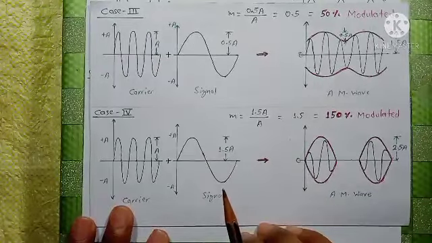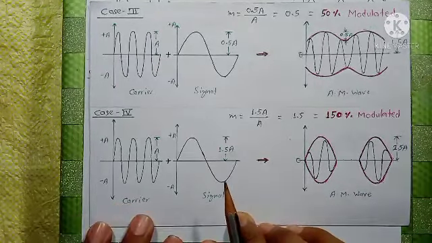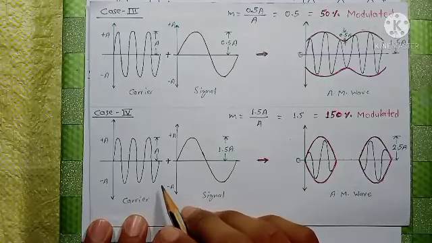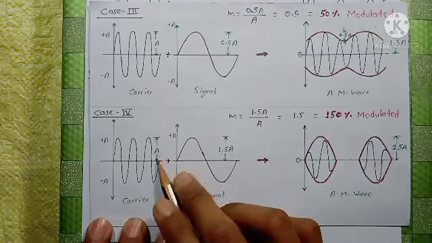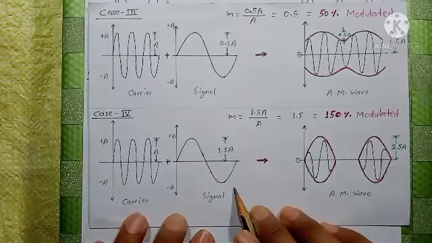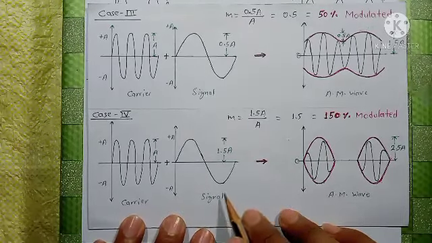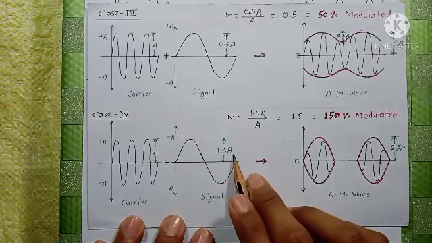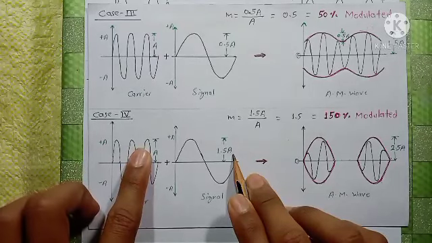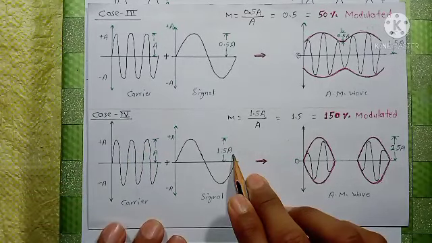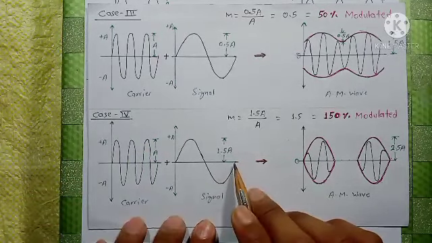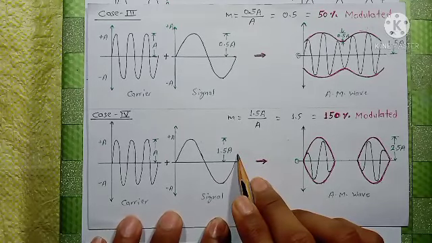In case 4, the amplitude of the carrier signal is A, and the amplitude of the message signal is 1.5 times the carrier amplitude. So we can say that the signal amplitude is 1.5 times the carrier amplitude.